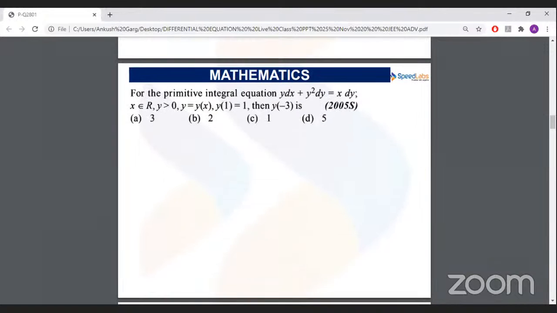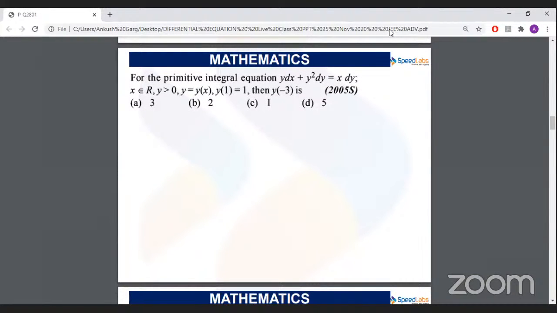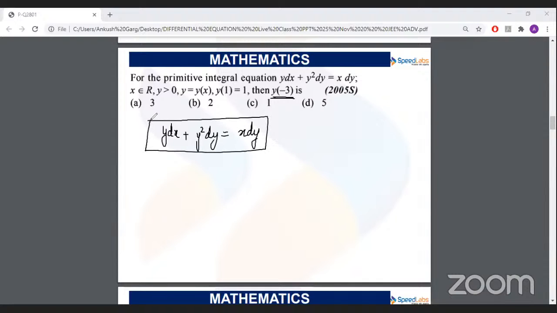Let's see the next question. So this is your next question. For the differential equation y dx plus y square dy equal to x dy, if y of 1 is equal to 1, what will be the value of y of minus 3? That means you have to solve this equation, which you can clearly see is a differential equation, because only then will there be a relation between y and x. So now tell me how to solve this particular equation.